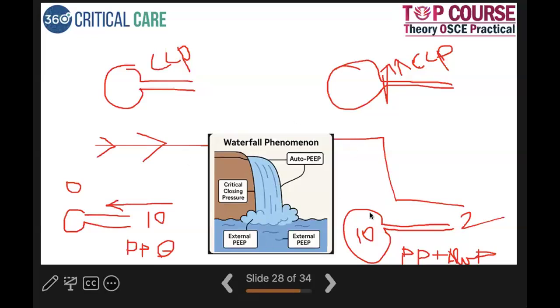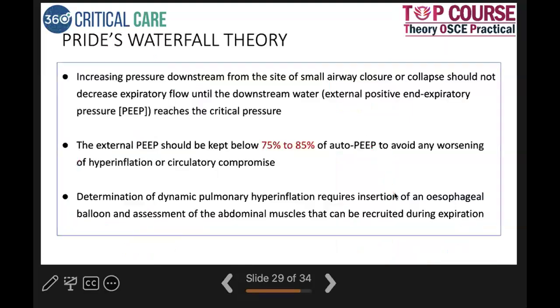And that is why this particular concept is called the waterfall phenomenon. After the choke point, the airways are just going to collapse like a waterfall obstructed at the edge of the cliff, and the pressure is just going to drop like a waterfall. The critical closing pressure is very high, but the airway is going to collapse like a waterfall, and that is why it is called the waterfall theory.